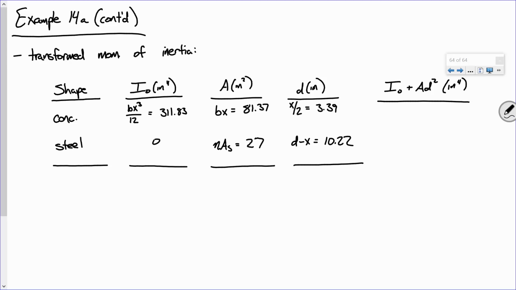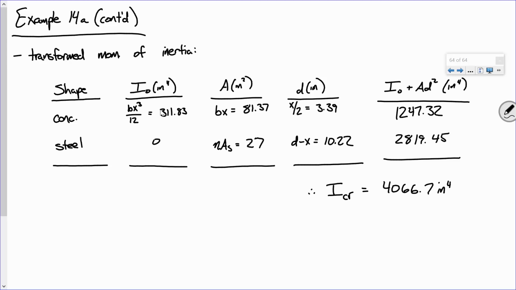All right, so now we can compute the parallel axis theorem. Just row by row, I take this value plus that times that squared, and then this value, which is 0, plus that times that squared. Plug and chug, and I'll get 3.39. So sum that up, and I get that the cracked moment of inertia is 4066.7 inches to the fourth.